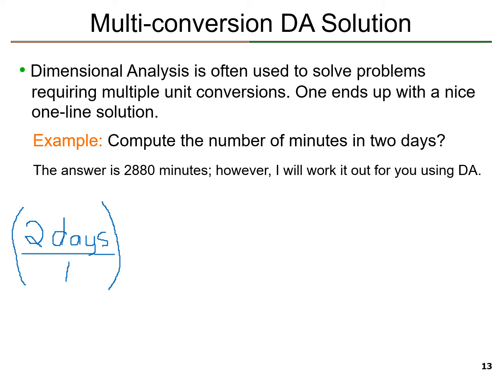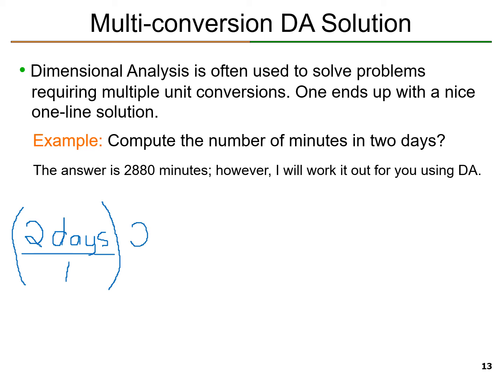Okay, so how am I going to get to where I'm trying to go, which is I'm trying to find out how many minutes there are. So my final answer is going to be minutes. Okay, well, I know about days. And I need to try to cancel out this days right here. Well, I know that there are 24 hours in 1 day, and I know how many minutes there are in 1 hour. So I think I'm on the right track. So the conversion factor, 24 hours in 1 day, would cancel out this day here.